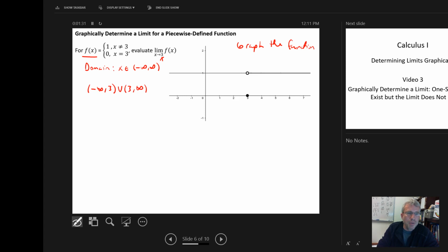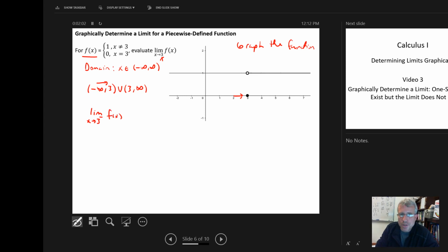And just like we did before, we want to let our x values approach 3 first from the left interval. So we're going to let the x values approach 3 from within this interval, approaching an input of 3 on the x-axis. So we take the limit as x goes to 3 from the negative side of our function.